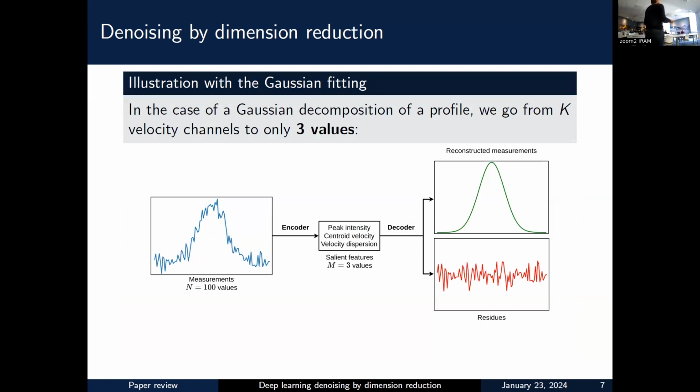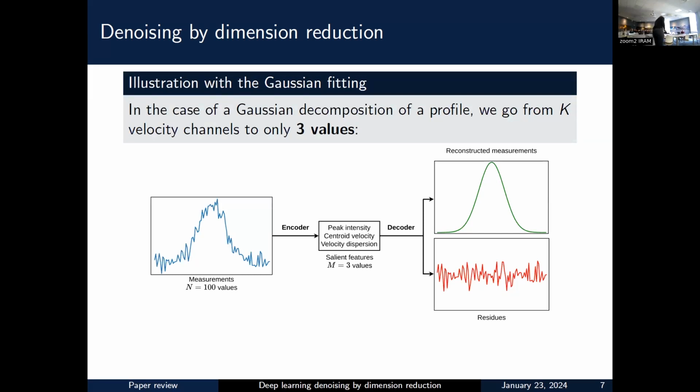This denoising by dimension reduction can be difficult to understand, but in fact, there is something very close to it that exists in the astrophysical community. This is the Gaussian fitting. For instance, if you have a profile with a Gaussian shape plus noise, you can encode this profile, with a lot of values, in only 3 values. For instance, the peak intensity, centroid velocity, and the dispersion. And then you will be able to reconstruct a signal after the decoding. This can be seen as denoising by dimension reduction because you reduce 100 values into only 3 values, you reconstruct, and you have a signal without noise.